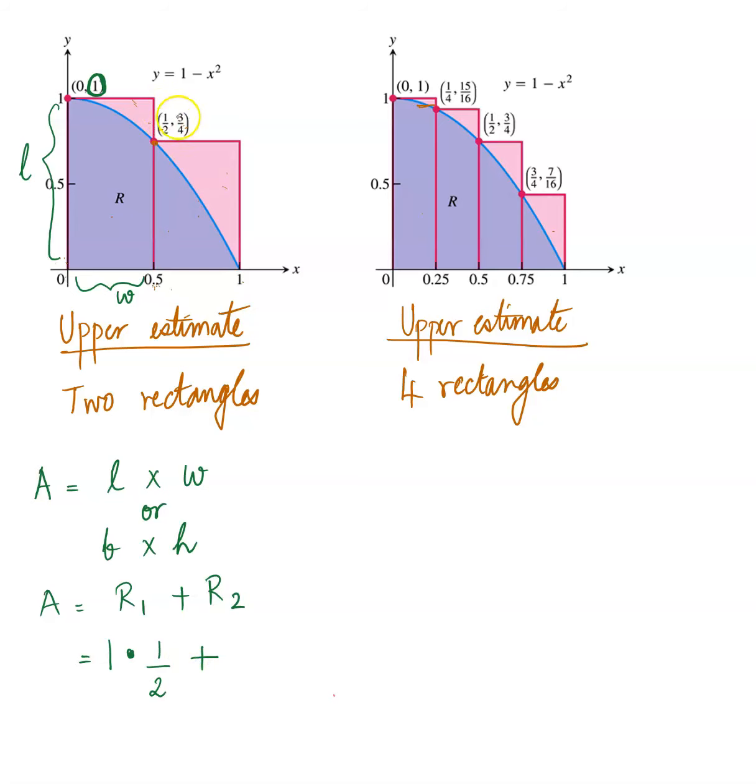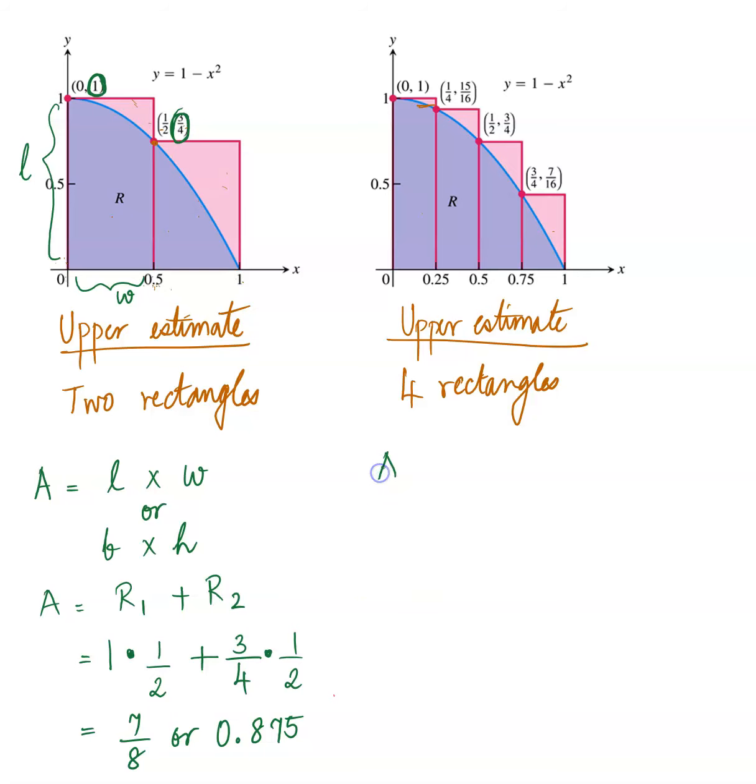plus the height of the second rectangle, or the length we say, is 3 over 4. 3 over 4 times the width is still the same, it's a half. 1 minus 0.5 is 0.5, which is a half. I'd like to give the answer in fractions here, so I put it like that. So you want to calculate this. That comes out to be 7 over 8, or if you wanted to keep it in decimals, 0.875. So I should actually say the area under the curve is approximately this, because this is an estimate.